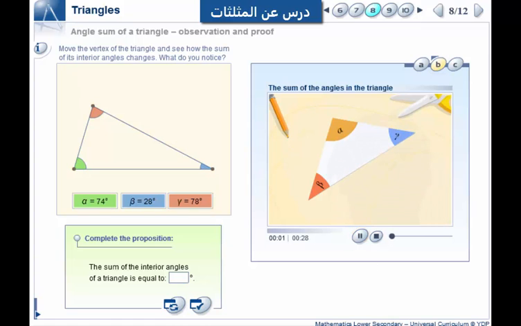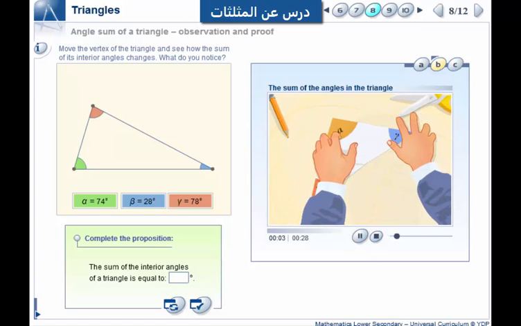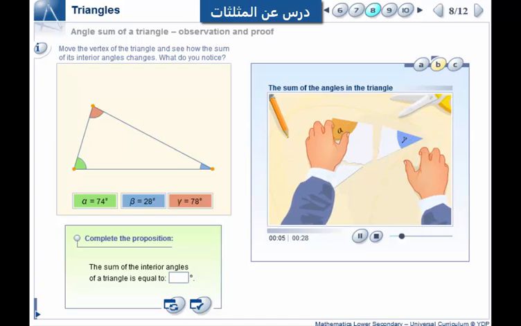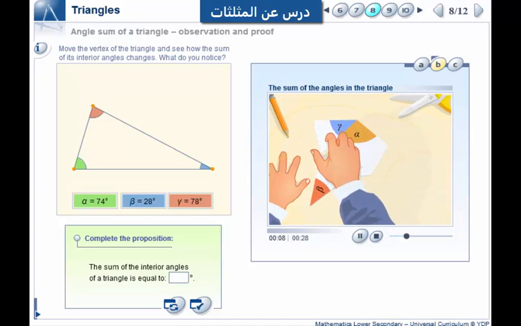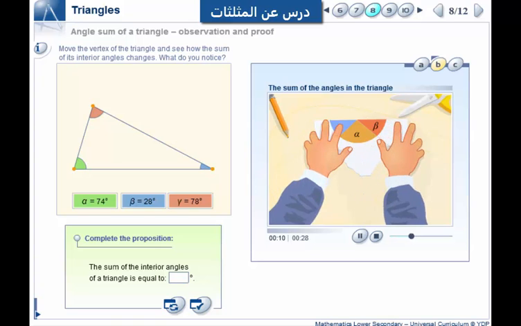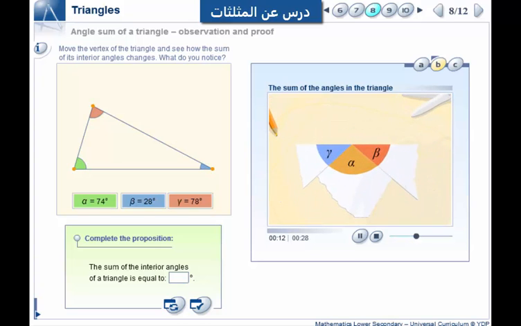We tear out the angles of the triangle. Then we arrange them side by side so that the arms of the triangle create a straight line. It is a straight angle. Thus, the angle obtained is 180 degrees.